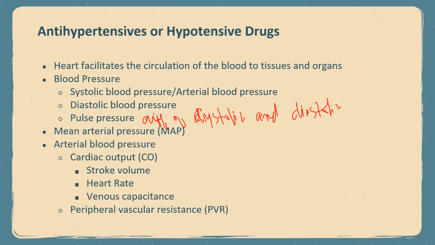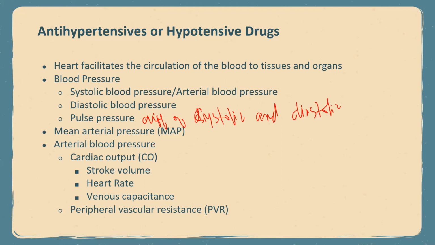Okay? Now, there are normal conditions which contribute to our arterial blood pressure. We have your cardiac output, which includes the stroke volume, the heart rate, and the venous capacitance. Okay, what do we mean by arterial blood pressure? Take note that arterial blood pressure is almost synonymous to systolic blood pressure. Okay?